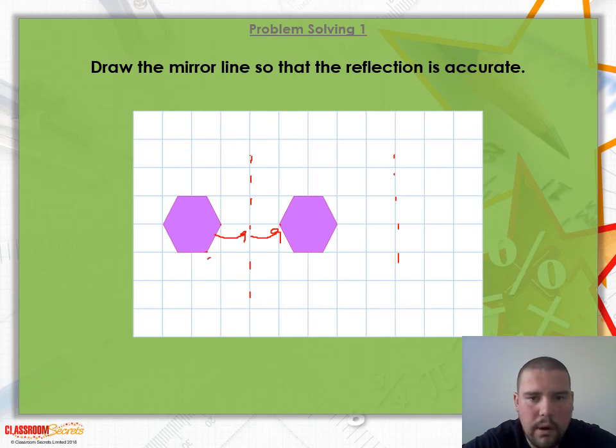Have a little look. We're 1.5 squares away from the reflection line there. We're also 1.5 squares away from the reflection line there, and go around and just double check to see if that is spot on.